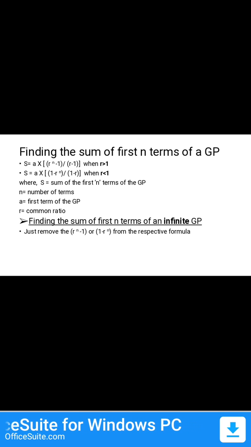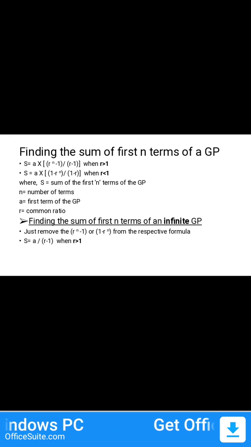Again, if you're trying to find the sum of an infinite GP in cases when r is less than 1, what you have to do is simply delete this particular term, 1 minus r raised to the power n. If you do this, you will get this formula: s is equal to a divided by r minus 1 when r is greater than 1. I have simply removed the r raised to the power n minus 1 from the original formula for a finite series. So this is when the GP is infinite, it extends till infinity.